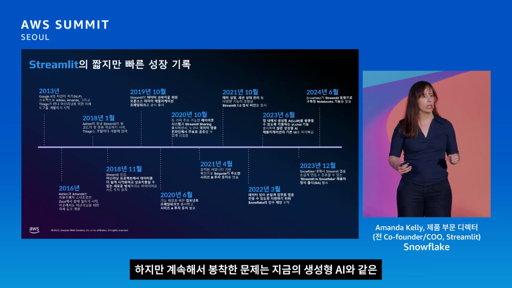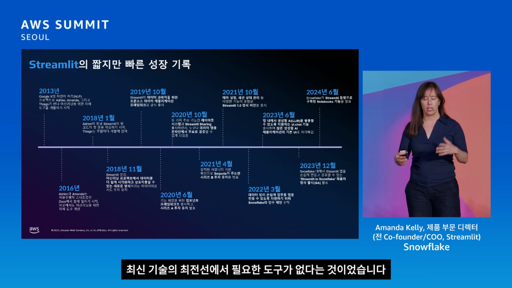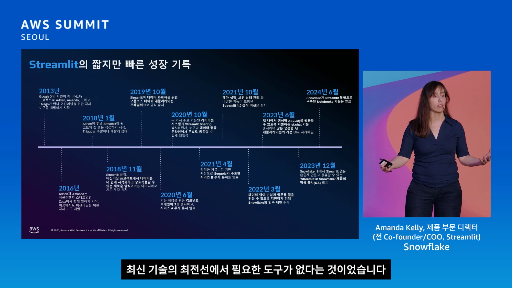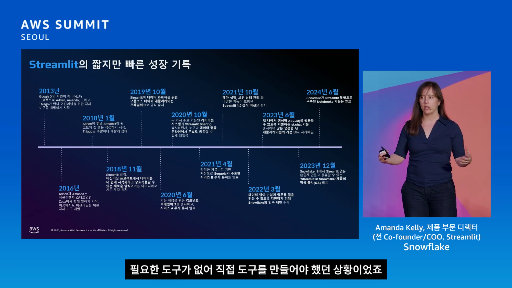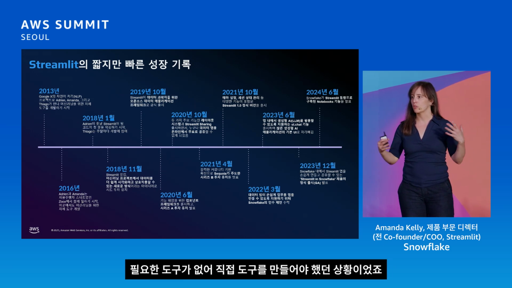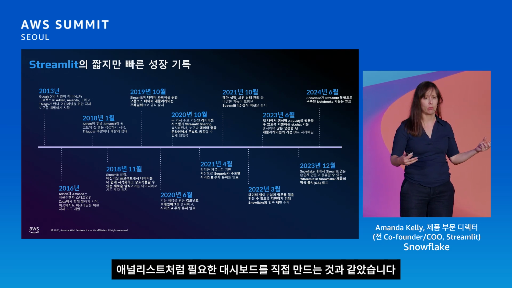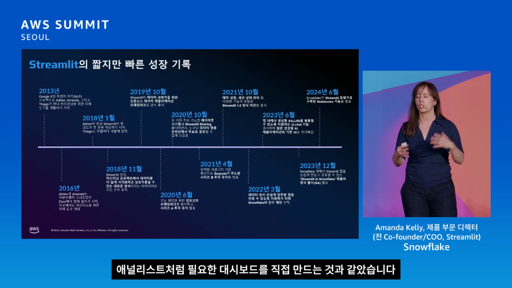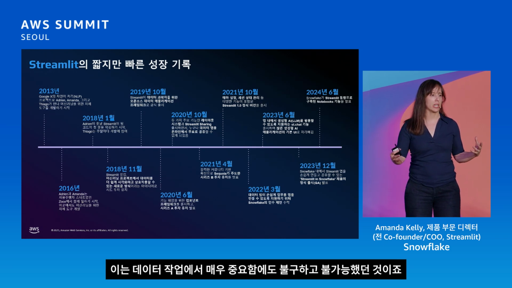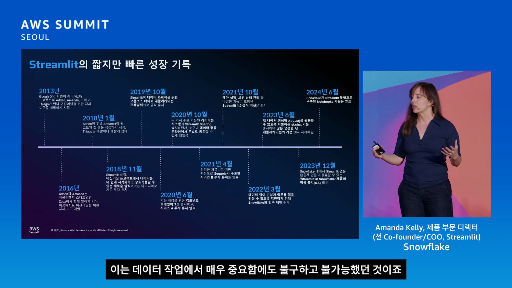But the problem we kept running into is that when you're in the forefront, and honestly now with Gen AI, we're all on the forefront, the tools that you need, you often don't have. Right, you have to roll your own tools. And this is true even if you're an analyst. You have to make your own custom dashboards. You have to make your own stories. It's so important for what we do in data to have this. But it wasn't possible, right?